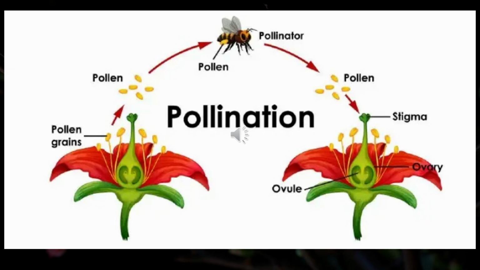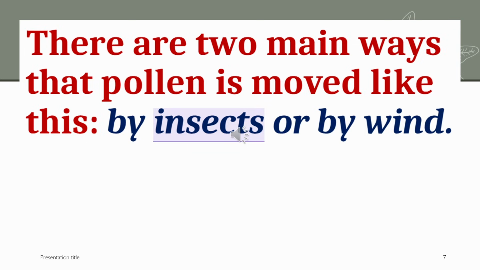This diagram shows you the pollination process with the pollinator, the bee. So the pollen grains from the anther are taken by the bee, the pollinator, and dropped onto the stigma of the other plant. So this is the pollination process. There are two main ways that pollen can be moved, either by insects or by wind.